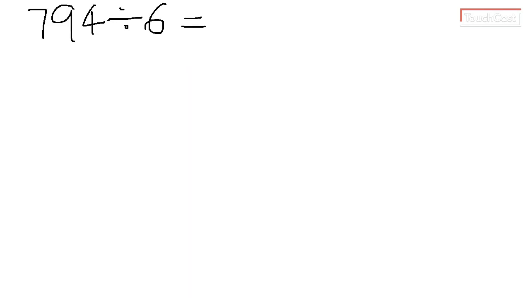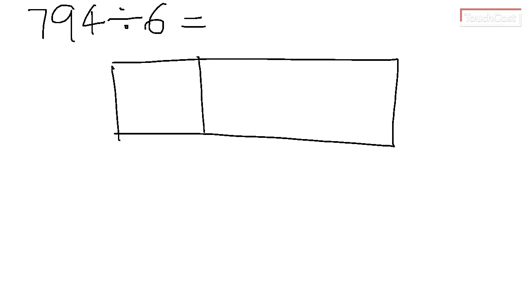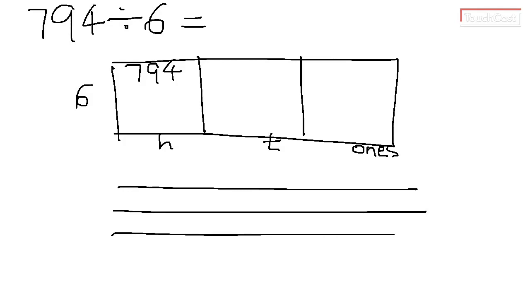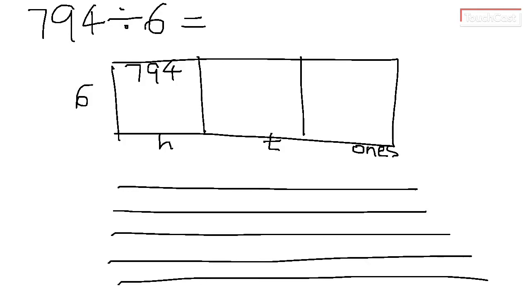All right, friends, let's take a look at one more example. Okay, so we have 794 divided by 6. Setting up my workspace: 3 digits, hundreds, tens, ones. I have my dividend, 794, and I have my divisor, 6. So technically I'm sharing between 6 people. 1, 2, 3, 4, 5, 6. Oh, that doesn't look very neat.